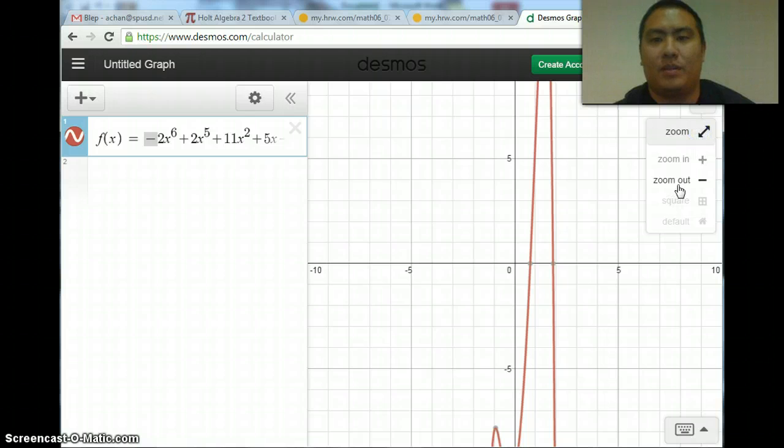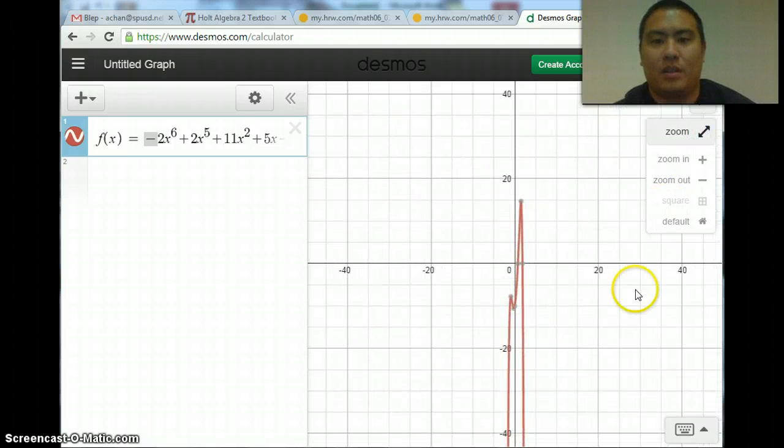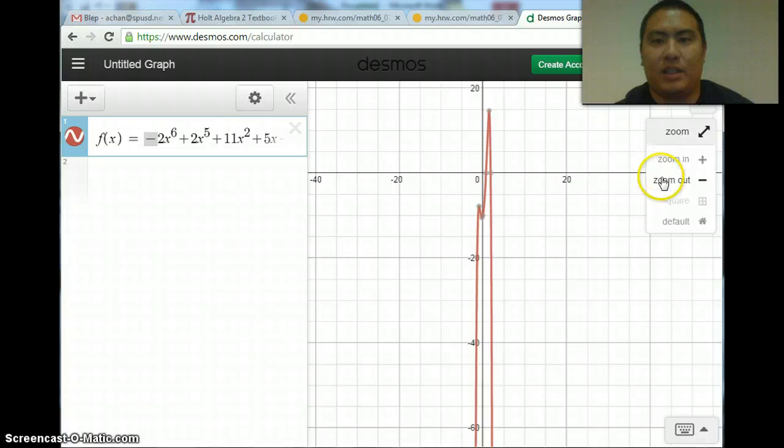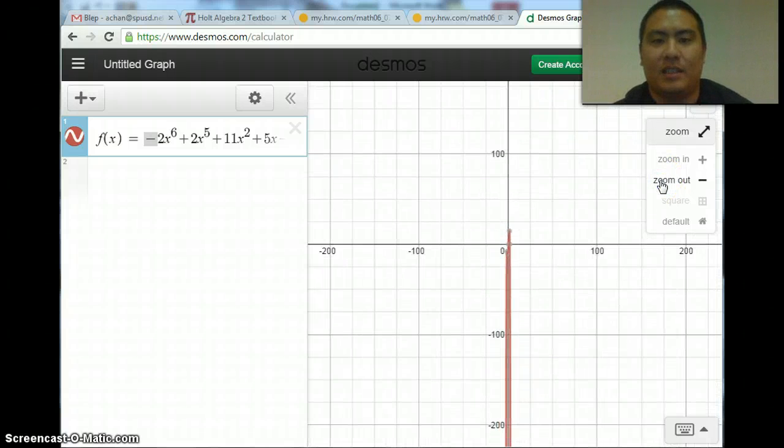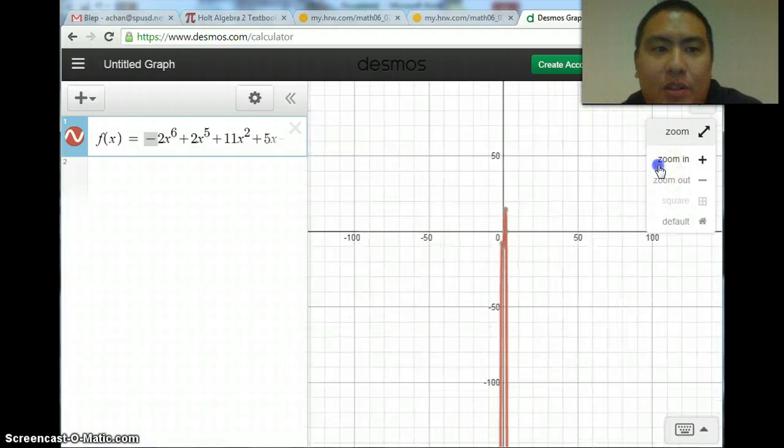So let's zoom out. And was I right? Yeah, it looks like it is. So the farther I zoom out, I can see that it still continues to open down, right? And that's the main part that I want you guys to see.